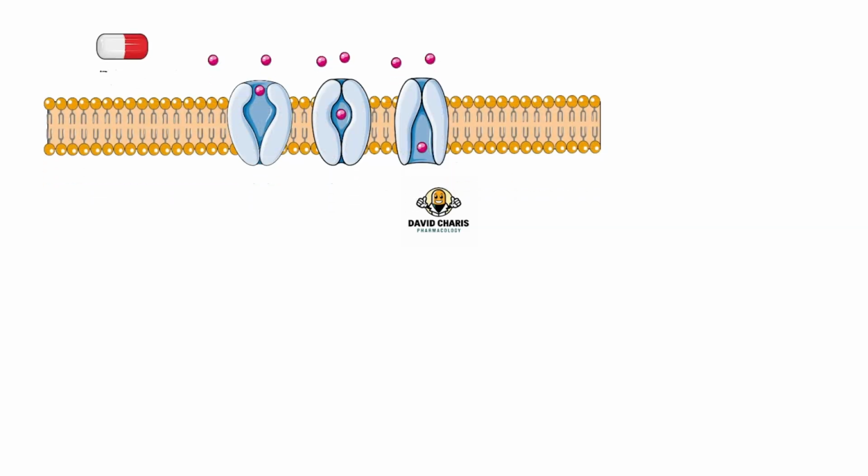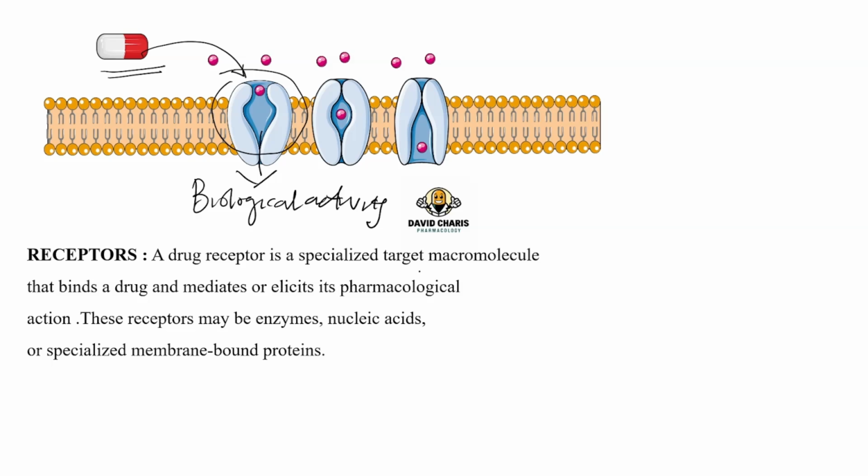Now, a quick recap: for a drug to work, it needs to first bind to certain receptors to elicit its biological activity or to produce a biological response. These receptors are very important, as any drug or any molecule inside the body binds to them. A receptor is a specialized target molecule that binds to a drug and mediates or elicits its pharmacological action. These receptors may be enzymes, carrier proteins, nucleic acid, or specialized membrane-bound proteins.